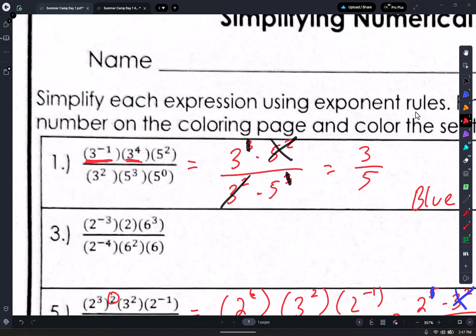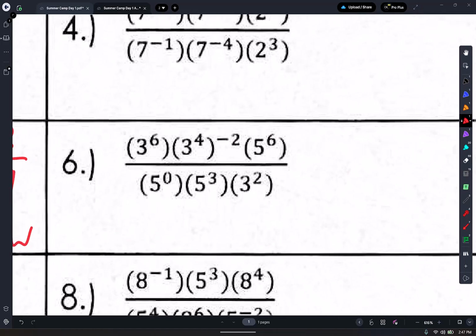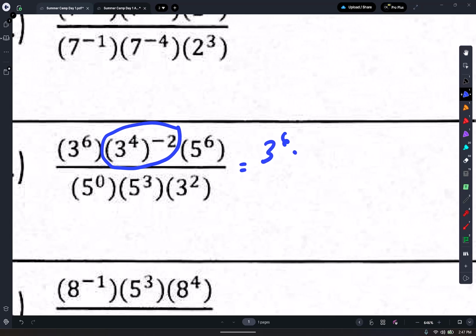You guys ready? All right, so here we go. Number 6. So the first thing I'm going to do on this one, I'm going to work on with this. And you can do whatever order you think is best for you, but I'm going to work on that one right there first. So I have 3 to the 6 times 3 to the negative 8. Does everyone see that?